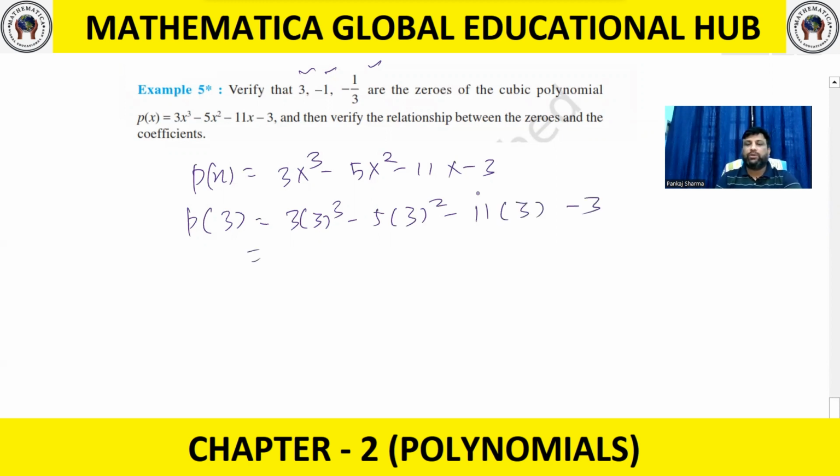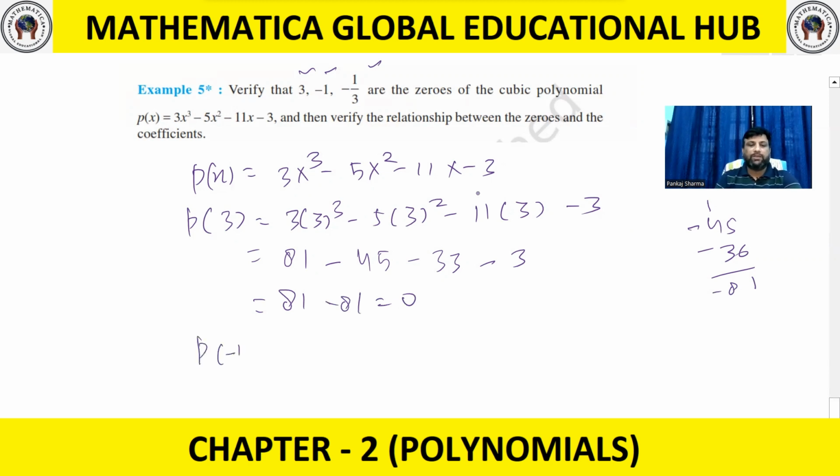3 into 3 into 3 is 27, and 27 into 3 is 81. 3 square is 9, and 9 into 5 is 45. And 11 into 3 is 33, and minus 3. Here we can add 33 and 3 to get 36, and 36 and 45 make 81. So 81 minus 81 is equal to 0. So 3 is a zero of the given polynomial.